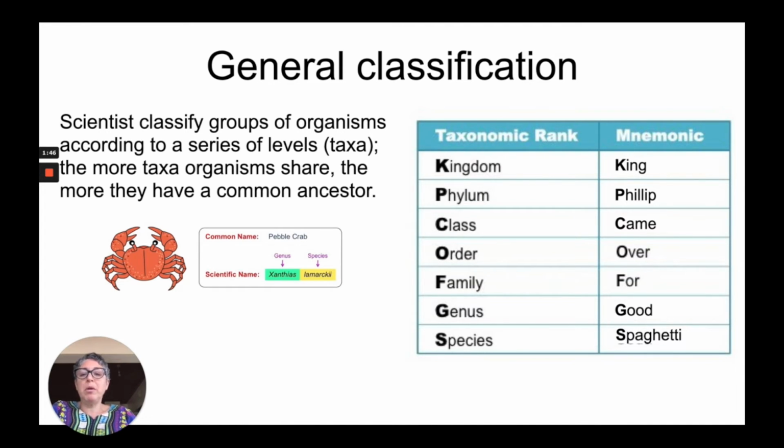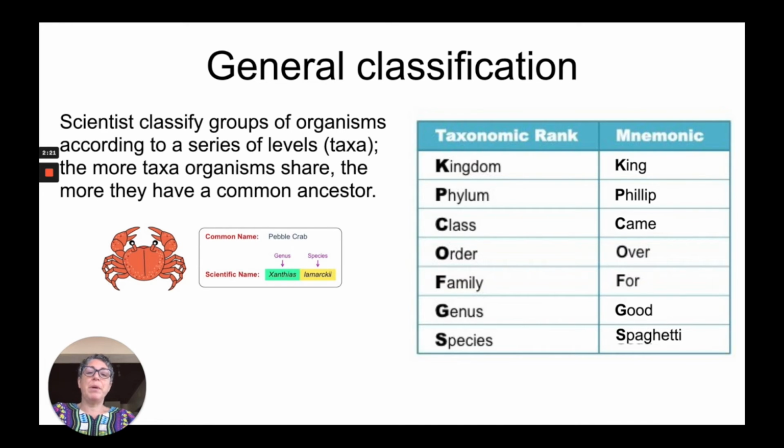So for example, we have the common name of this organism called the pebble crab. We can see that the genus and species name, which are listed there, is the scientific name of this organism. And this organism would have a taxonomic rank that goes all the way back to kingdom, whereas it would share that rank with thousands of other organisms, bears, insects, all kinds of creatures.